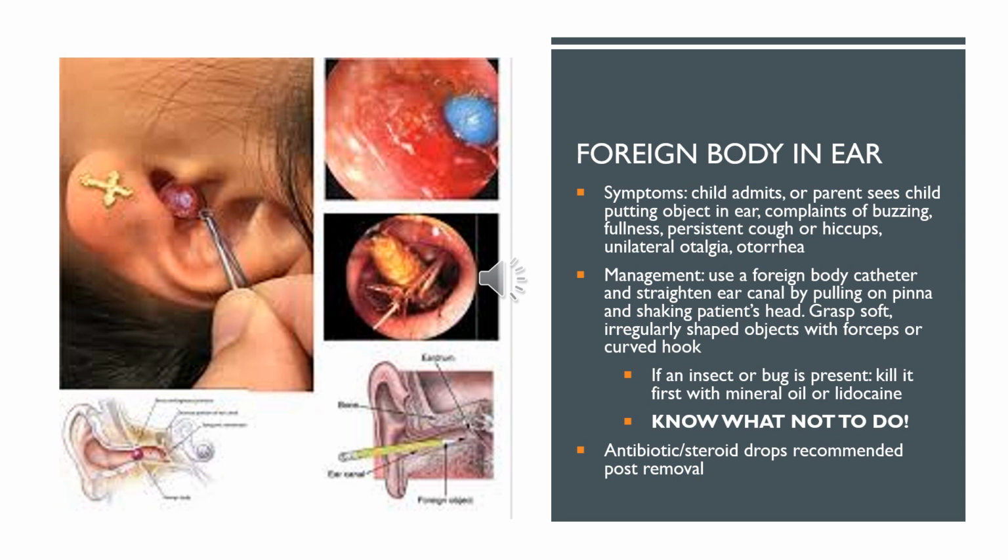If you can't, leave it in there and send them to ENT or to the emergency room, depending on what you think it is, okay? If it's soft, irregularly shaped objects, you can use forceps or a curved hook. If it's an insect or a bug, you want to kill it with mineral oil or lidocaine first and then try to pull it out. The biggest thing is to know what not to do.